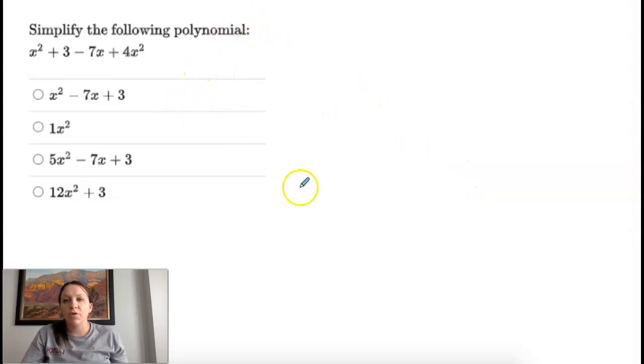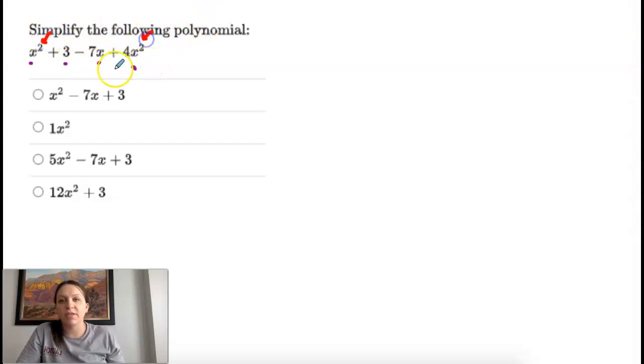Okay, so I'm going to do 4 examples on polynomials and then degrees of polynomials. So in this section, you are combining like terms. We're just practicing combining like terms. So when we simplify, we want to figure out what of these look the same. And you're looking at the variable and the degree. So the degree is the exponent.